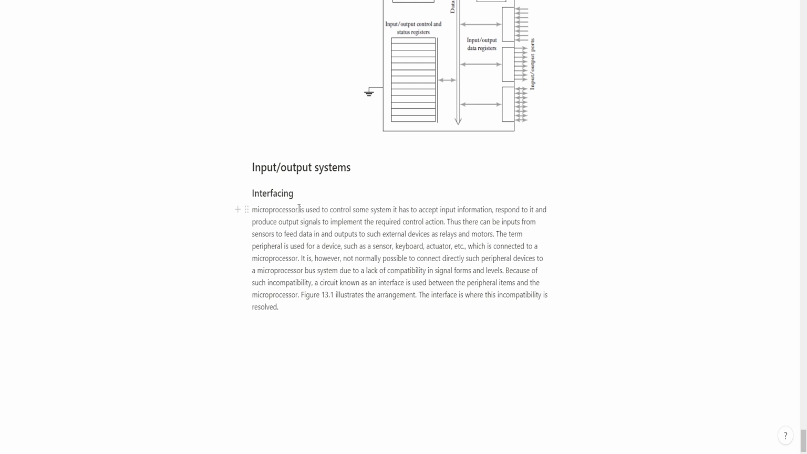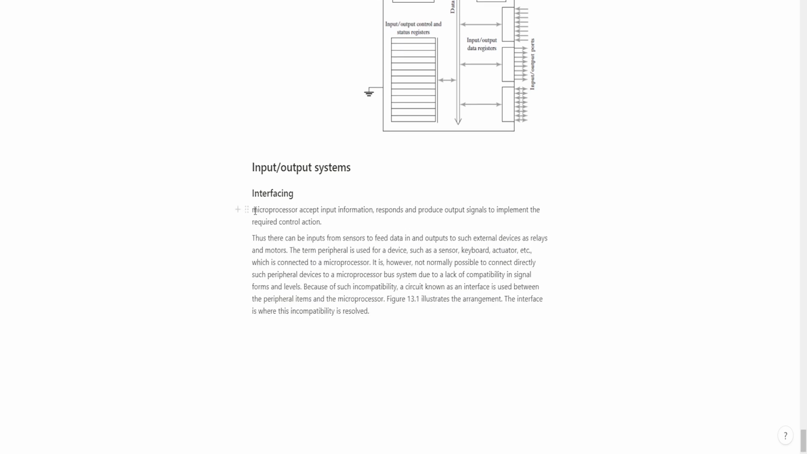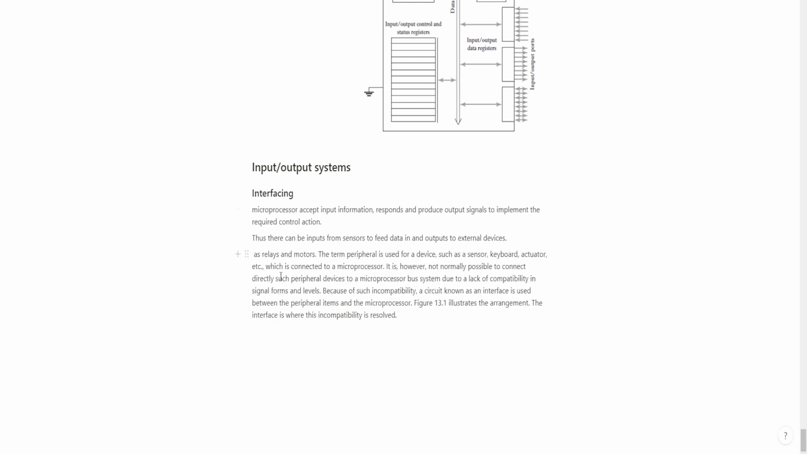Okay, so when a microprocessor is used to control some system, it accepts input information, responds, and produces output signals to implement the required control action. Thus, there can be inputs from sensors to feed data in and outputs to external devices. So I'm just trying to make it more easily readable for me when I'm revising and going back through and creating flashcards and stuff like that.